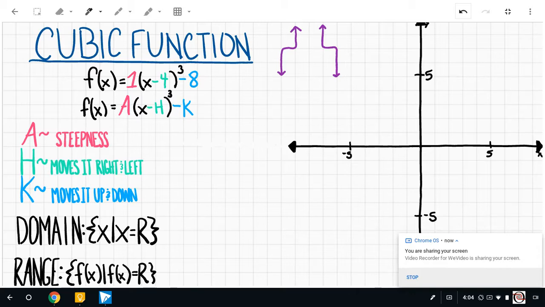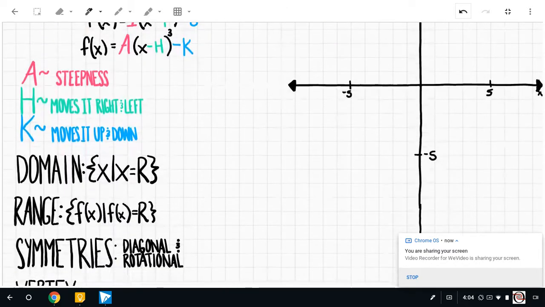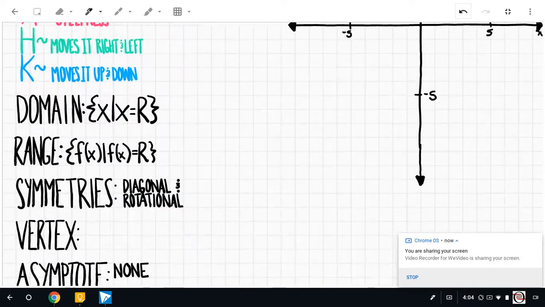And then you solve the equation. You get 4 minus 4 is 0, 0 cubed is 0, 0 times 1 is 0, 0 minus 8 is negative 8. So you're going to go down to 4, negative 8, and you're going to plot your first very, very important point right there and plot it.